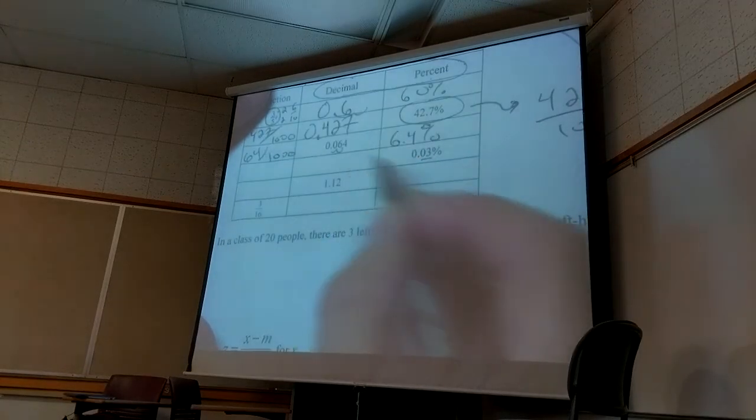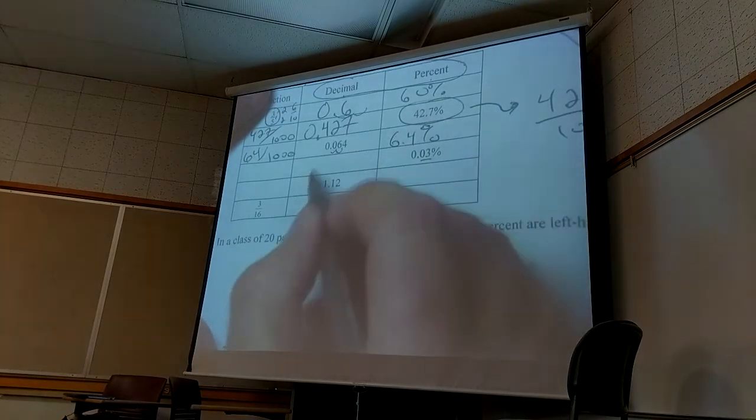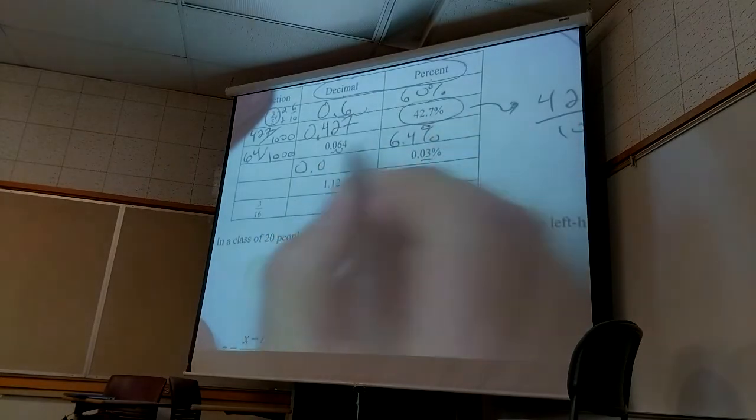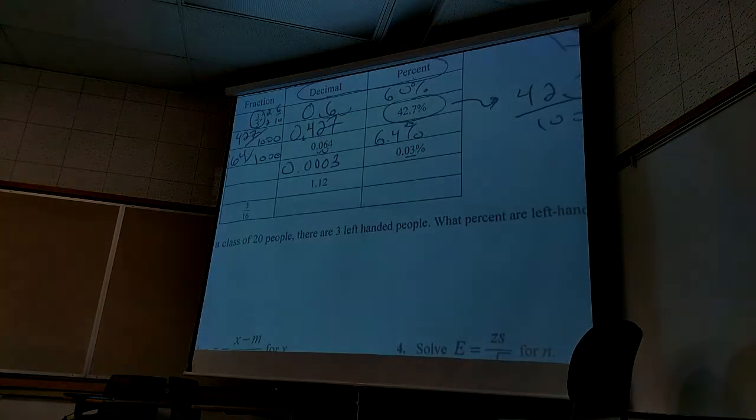How do I make it into a decimal? I have to move it back twice. So once, twice. Now it's 0.0003. Do you have to put a 0 in front of the decimal? You don't have to, but the only reason we do in general is so we don't lose the decimal place. The little dot's easy to lose. If you don't, you're not wrong. And what is that as a fraction?